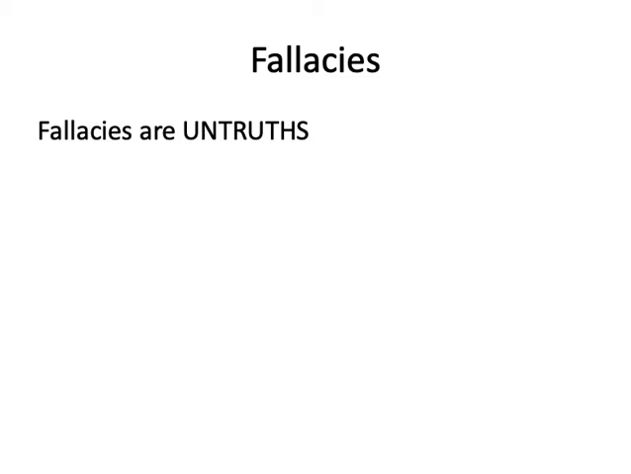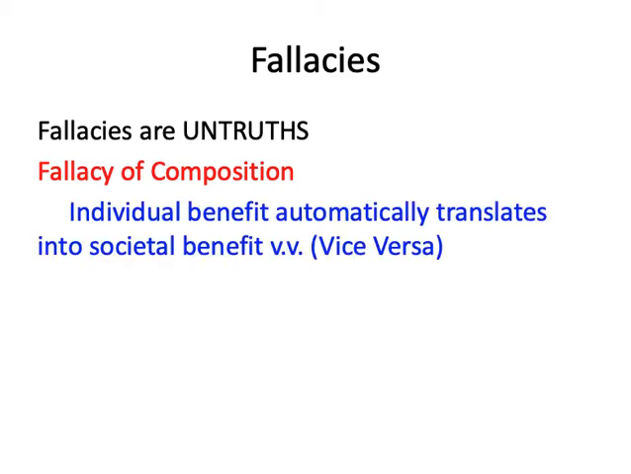And so someone can't use this as an argument to back up a point, right? Because it's always true, but in reality, it's not always true. And so let's take some examples first. And so one is the fallacy of competition. The fallacy of competition states this: an individual benefit automatically translates into societal benefit, and vice versa.